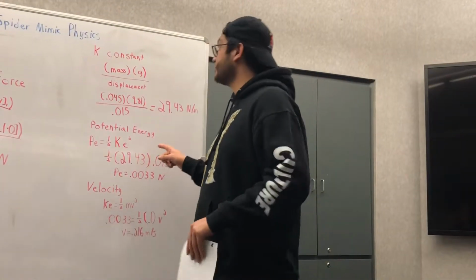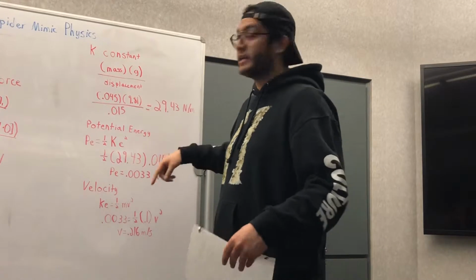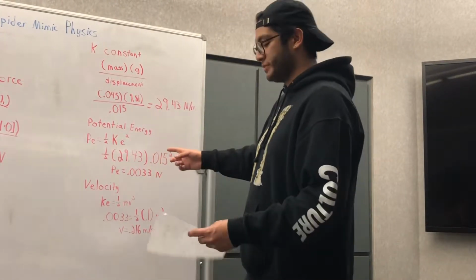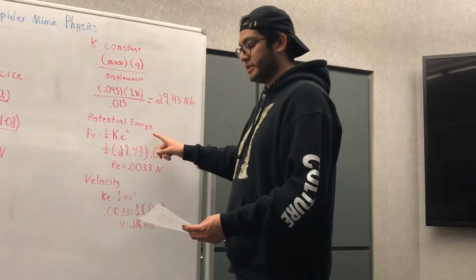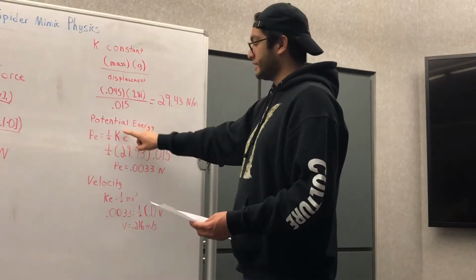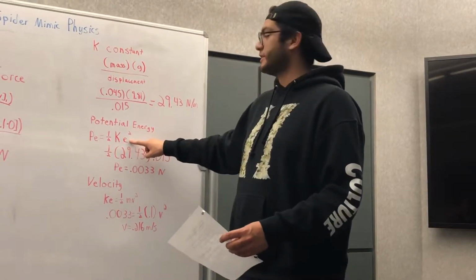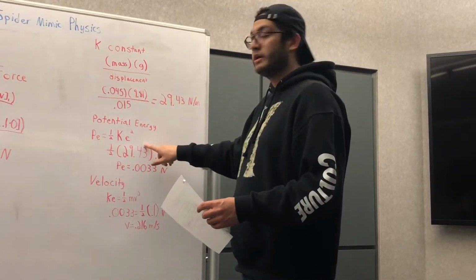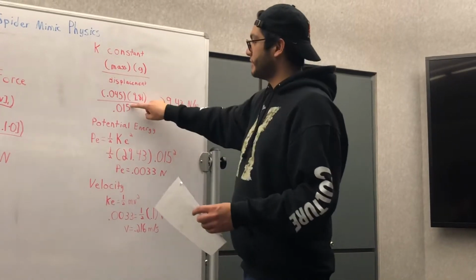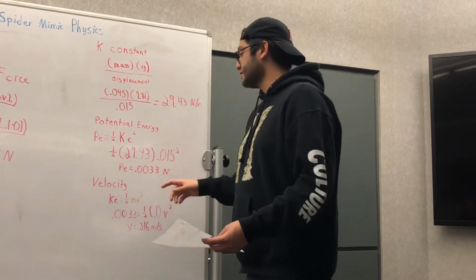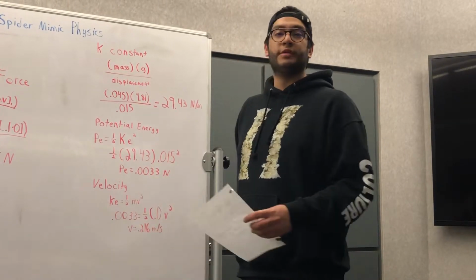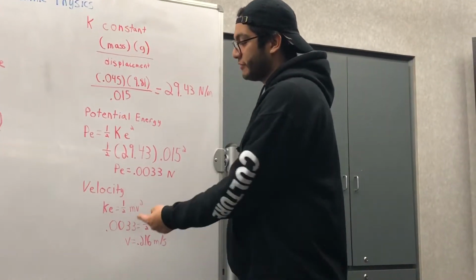So to find my potential energy, of course, I need my K constant. So now that I have my K constant, I can go look for this potential energy. In this case, I ended up using the elastic potential energy, where my K now is my spring constant, while my E is still my elastic extension. So I plugged in those numbers from here, so my K constant down here, and my elasticity displacement from down here. And after doing those calculations, I ended up finding out that my potential energy came out to be 0.0033 newtons.